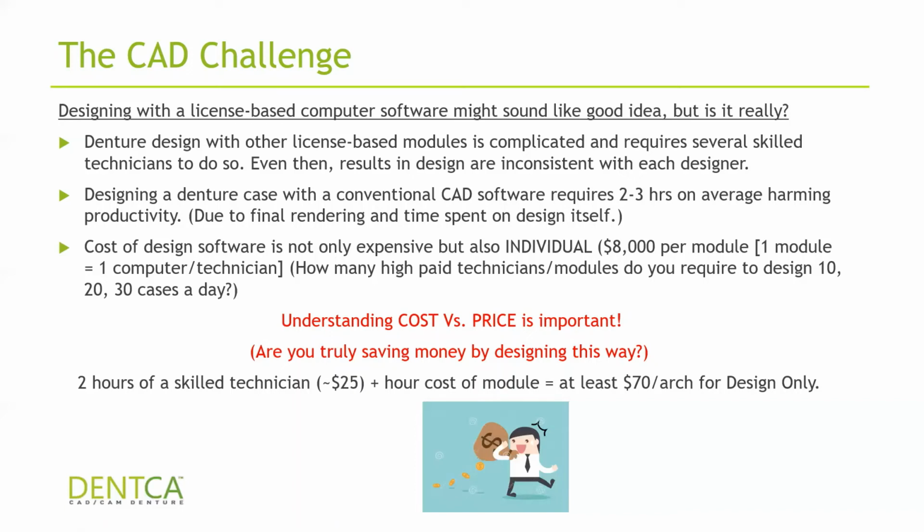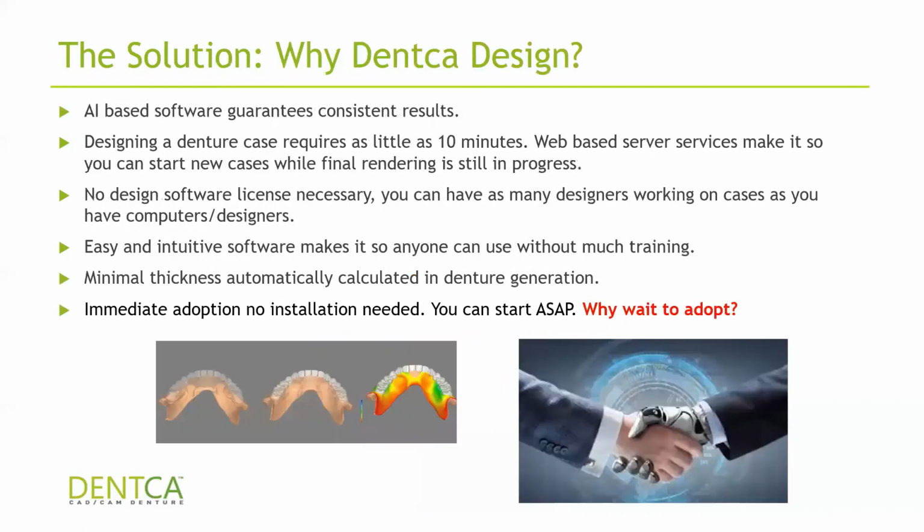So with conventional, if you're looking at 2 hours of a skilled technician, which is $25 an hour plus the cost of the module, making a denture is probably costing you just for the design about $70 an arch. With Dentca, designing one denture is about $20.